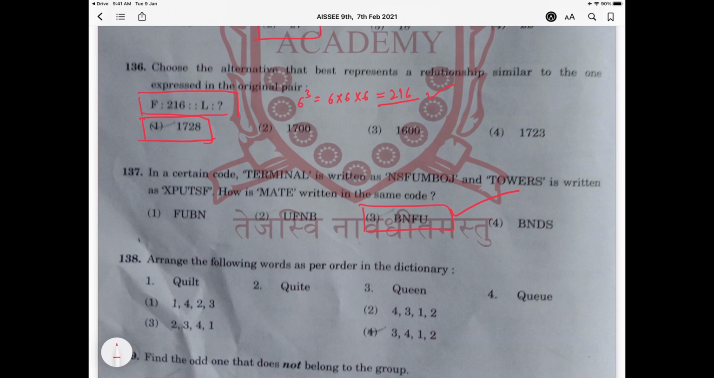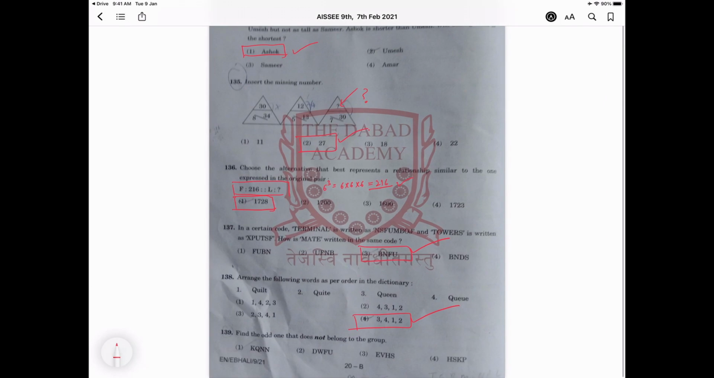In question number 138, arrange the following as per, so arrange to make a meaningful order. So this is the question and the correct option is again the 4th: 3, 4, 1, 2. Moving on to the next page.